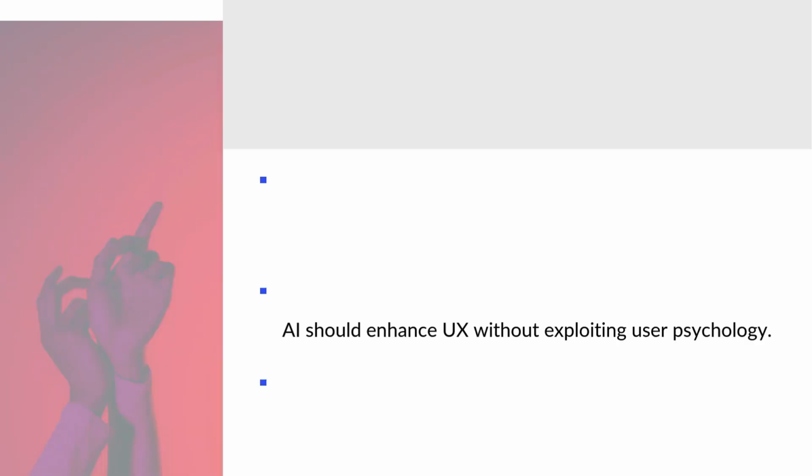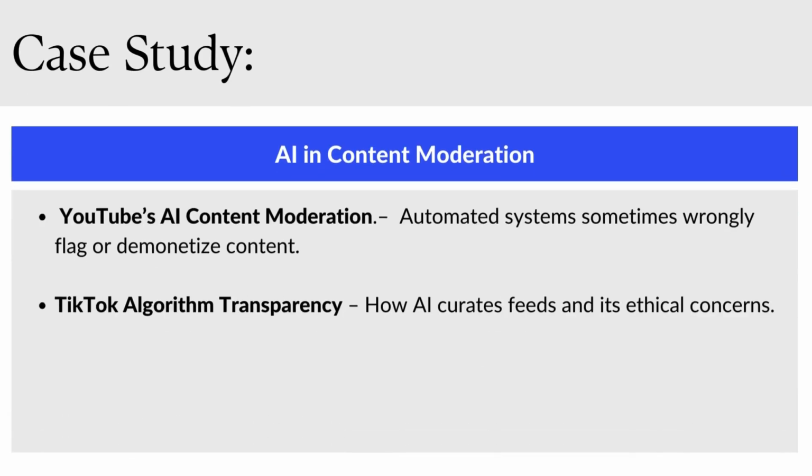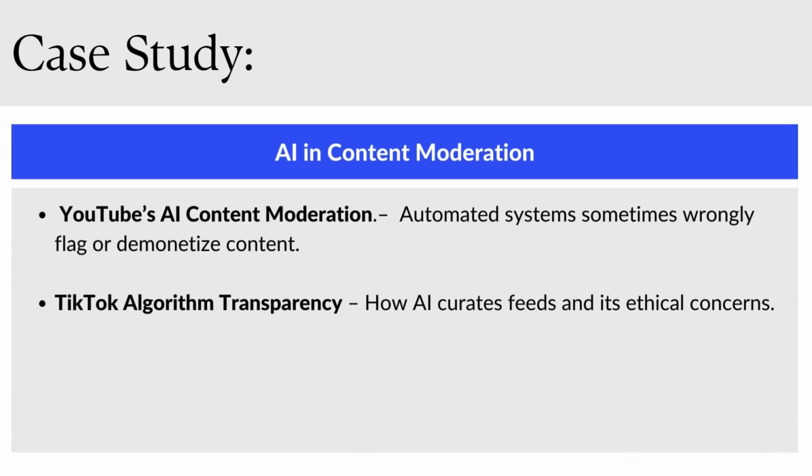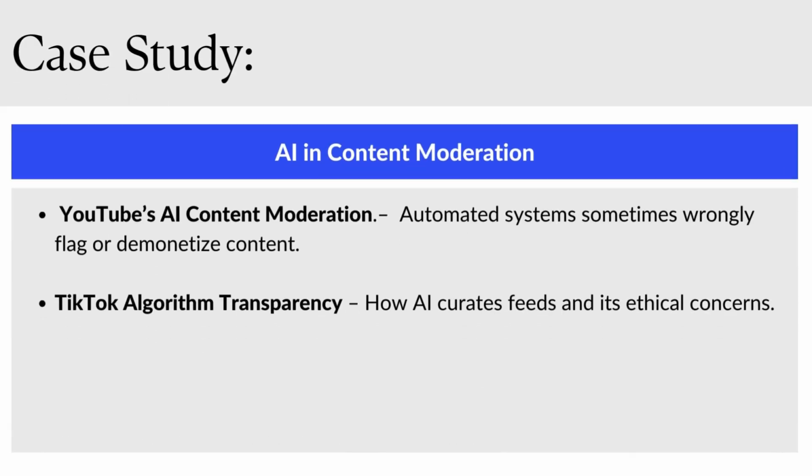So guys, let's take a look at some case studies that have to do with AI in content moderation. First is YouTube's AI content moderation. With this, automated systems sometimes wrongly flag or demonetize content. Next is what we call TikTok algorithm transparency. This talks more about how AI curates feeds and its ethical concerns.